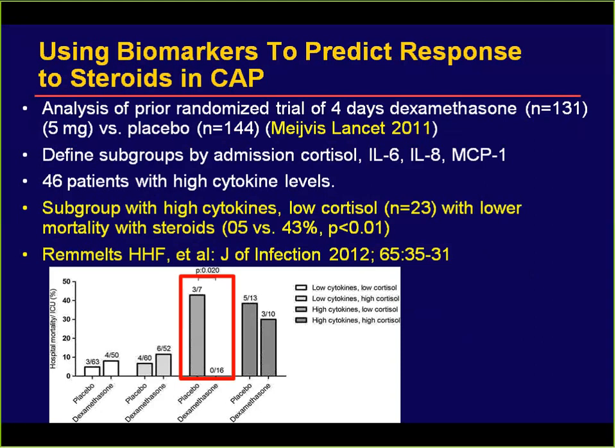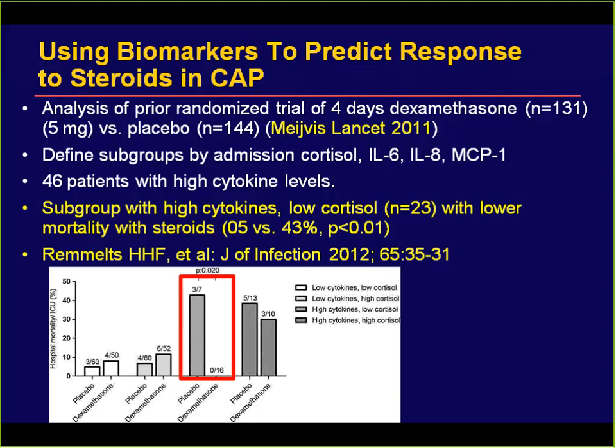This was a subgroup analysis of a negative study, but what they showed is that in the population that had high cytokine levels and low cortisol levels, there was clearly a benefit for using corticosteroids. In other words, if you had a patient with a lot of inflammation and not a lot of endogenous cortisol production, that might be a population that would benefit from corticosteroids.